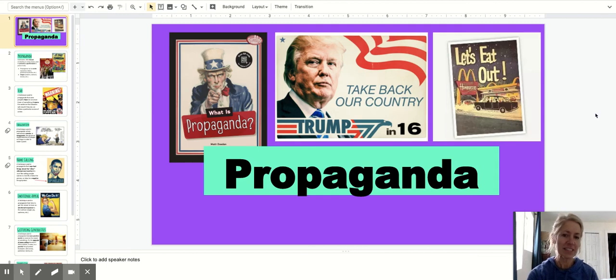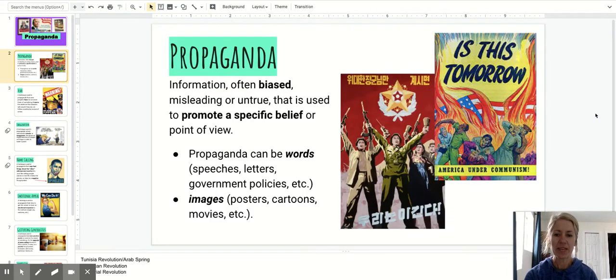Hi everyone, here's a little explanation about propaganda and some techniques used in propaganda. So propaganda is information that's biased or misleading or untrue, and it promotes a specific point of view. So it's trying to convince you of a side or a view.